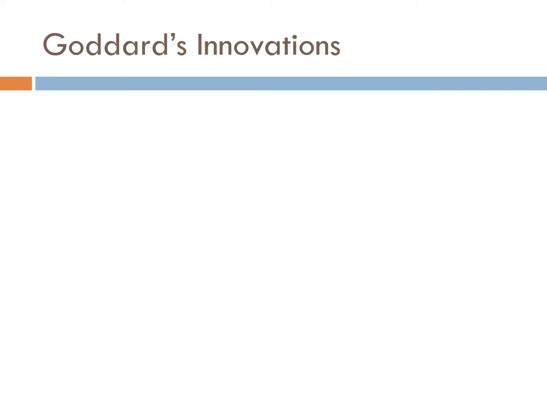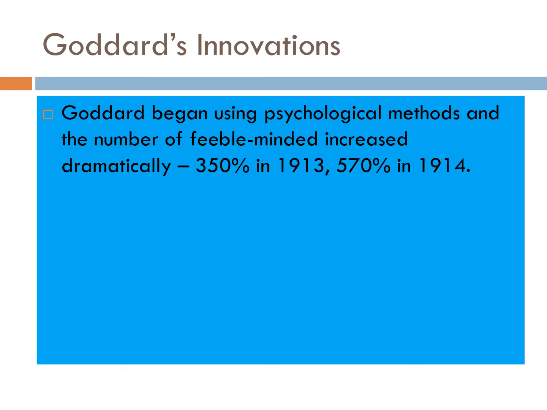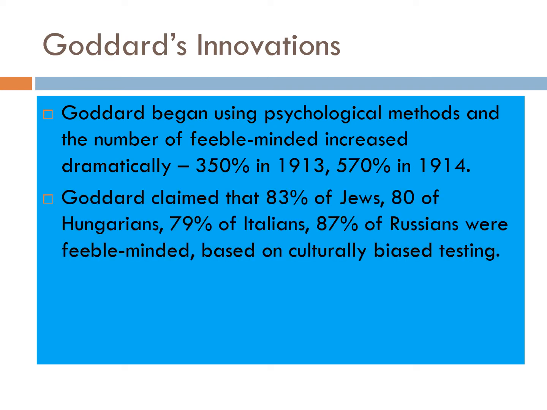Once Goddard got into Ellis Island and implemented his intelligence testing, using those psychological methods, the number of people labeled feeble-minded increased dramatically, from 350% in 1913 to 570% in 1940. This just shows you the massive increase in who was being labeled as feeble-minded, right? Goddard claimed that 83% of Jews, 80% of Hungarians, 79% of Italians, as well as 87% of Russians were feeble-minded, based on culturally biased testing, right?